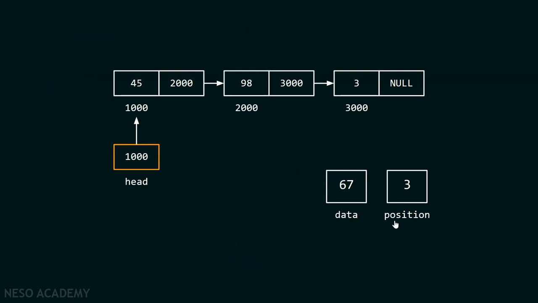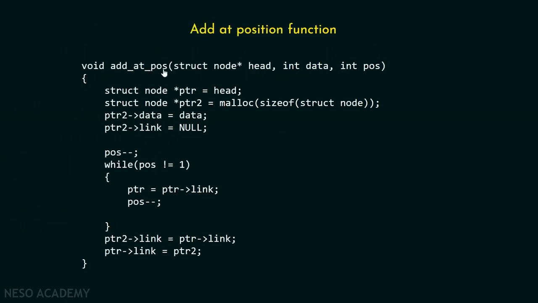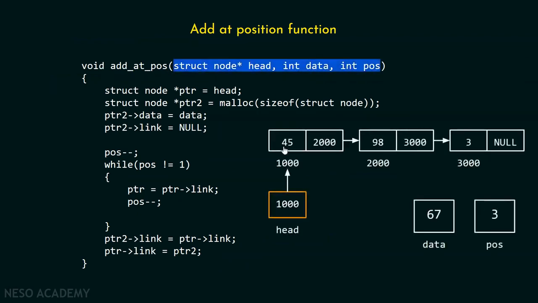And this is how they look like. Data and position. Data contains this value 67 and position contains this value 3. After this, we will call add@pos function where we pass head, data and position. And you can see over here, this is add@pos function which will receive those parameters, and of course due to which we have our linked list, the data as well as position.